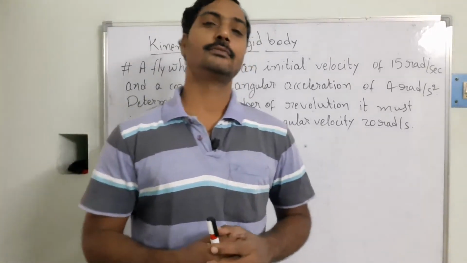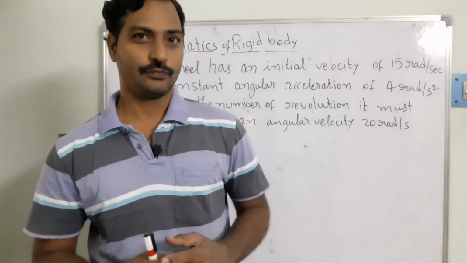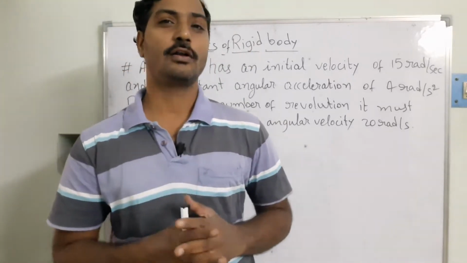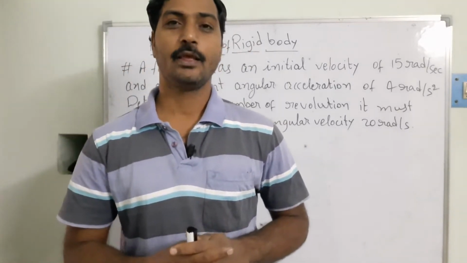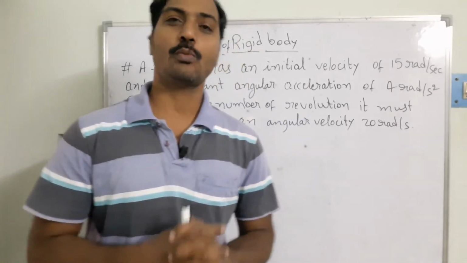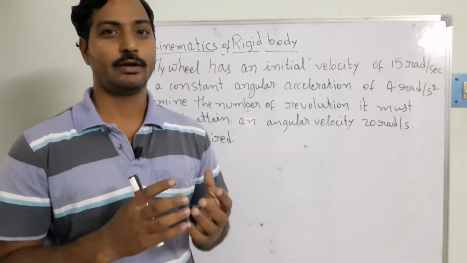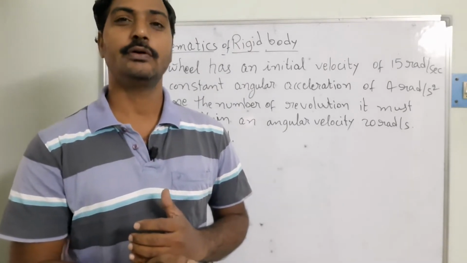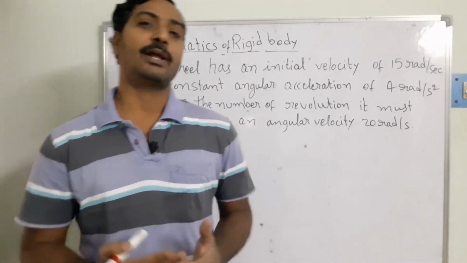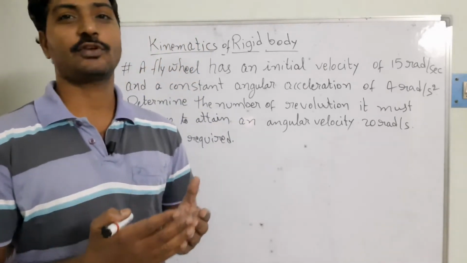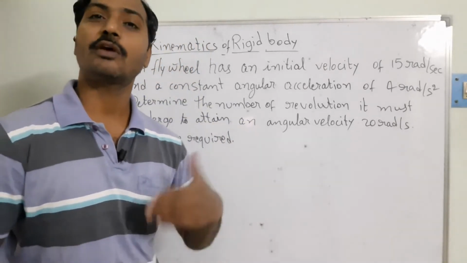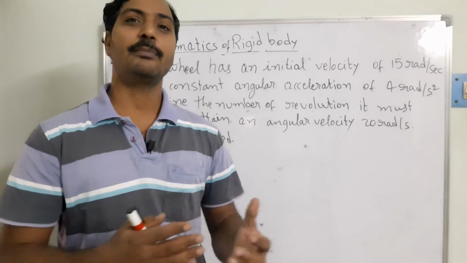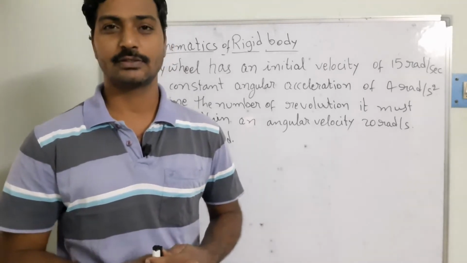Hello there. In connection with the series of video lectures on engineering mechanics, now we are going to try to solve one more problem where the rigid body has a rotational motion. So we need to find different parameters like velocity, acceleration, displacement and the number of revolutions. These parameters we need to calculate in our process.